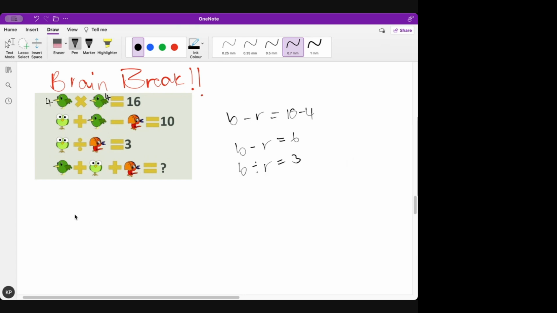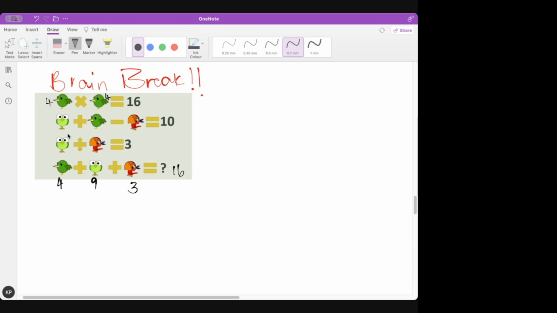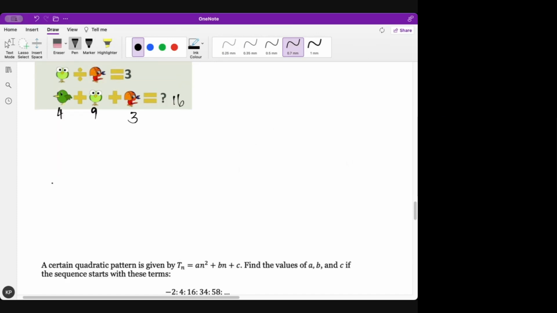But yes, Callan has solved this, guys, which means the final answer is what? We know this is 4, that's 9, this is 3, so it is 4, 7, 16. 16. Well done, Callan. Is Amogelang back from jumping jacks so we can continue? Yes? Probably. Okay.